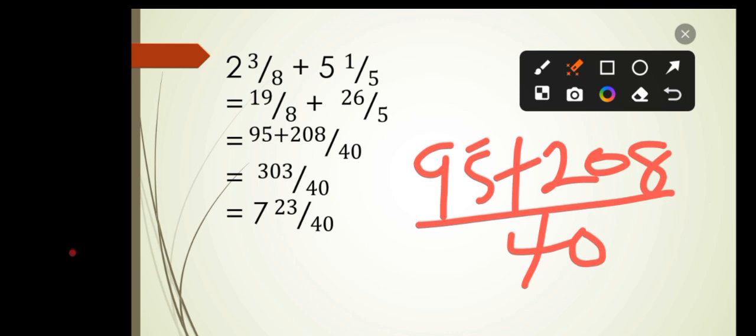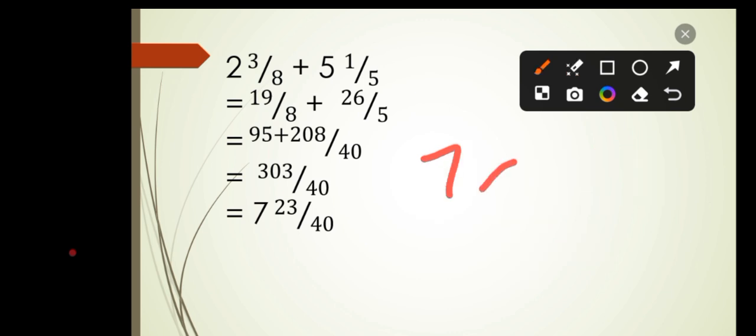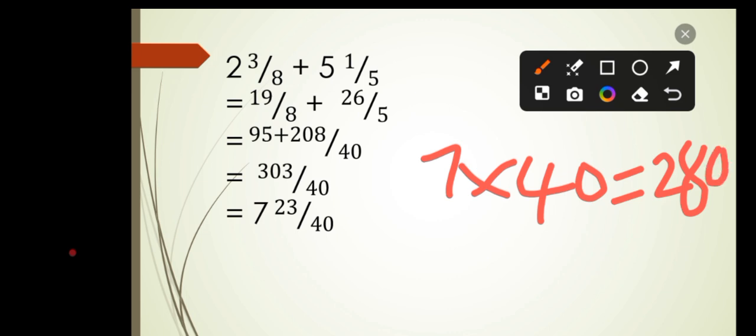How many times will 40 go into 303? Because this 303 over 40 is an improper fraction, we now break it down into a mixed fraction. How many times will 40 go into 303? We discover it is 7 times. 7 times 40 will give us 280.